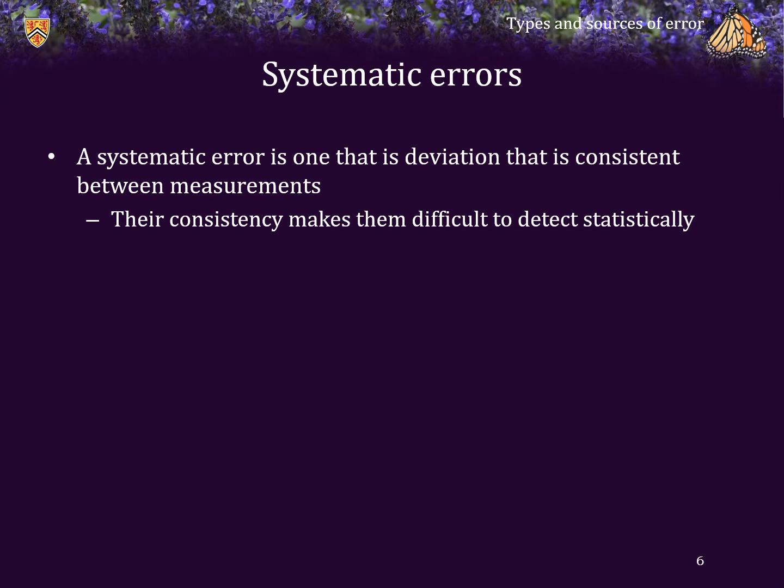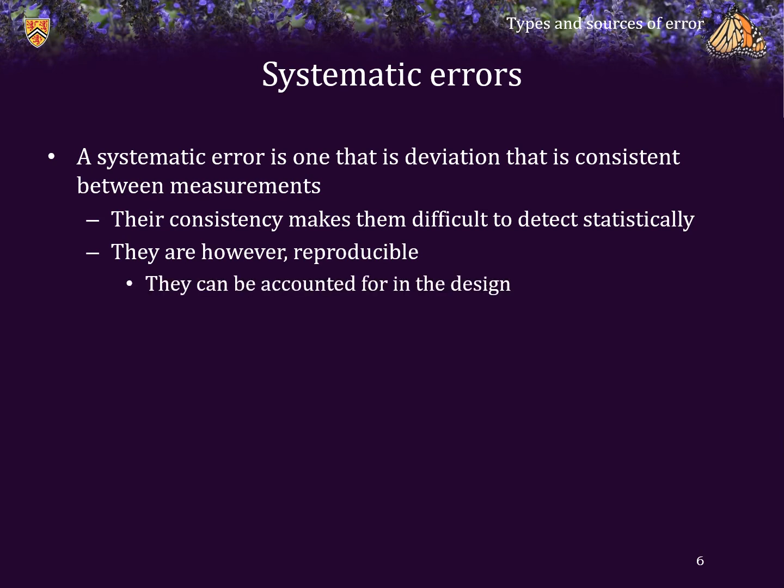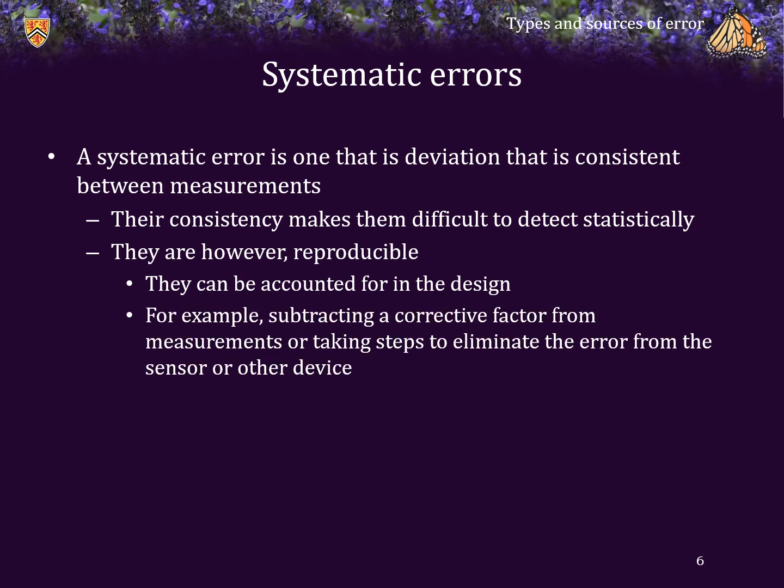The problem with a systematic error is that they're difficult to detect statistically. They are, however, reproducible. And consequently, these can be accounted for in the design. So when you are making your engineering designs, your goal is to account for all possible sources of systematic error. So for example, in your design, you may simply subtract a corrective factor from your measurements, or you may take steps to eliminate the error from the sensor or other device.